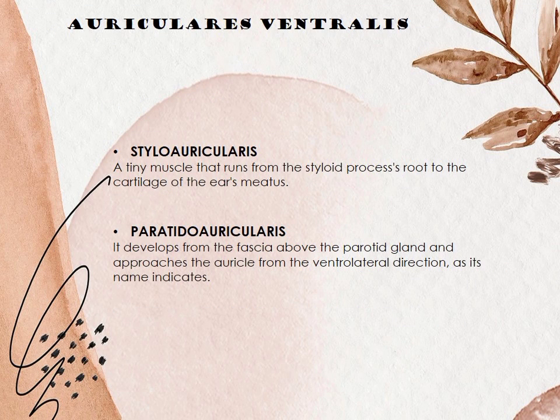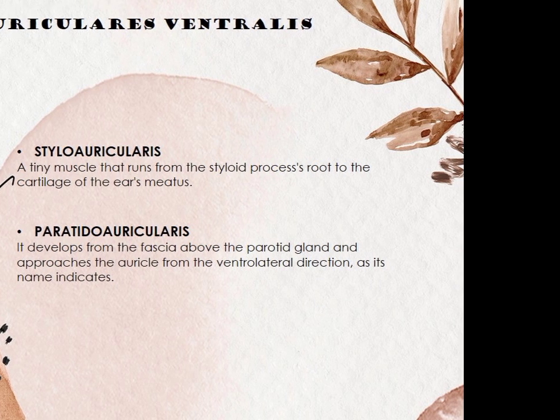Next is the auricularis ventralis. First one is the stylo-auricularis. It is a tiny muscle that runs from the stylohyoid process roots to the cartilage of the ear's meatus, which is the external meatus of the dog ear canal that forms the base of the auricle to the tympanic membrane. So, the ear's meatus is slightly curved ventrally and cranially in a dog ear.